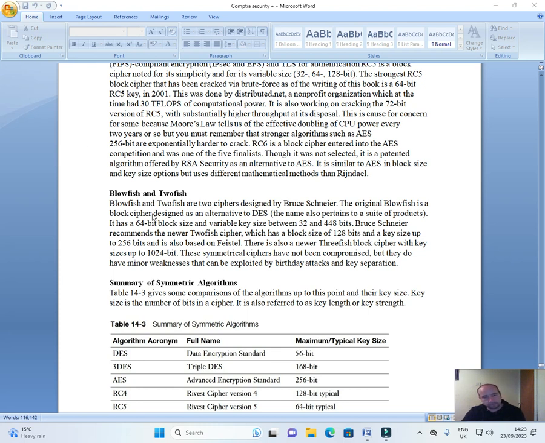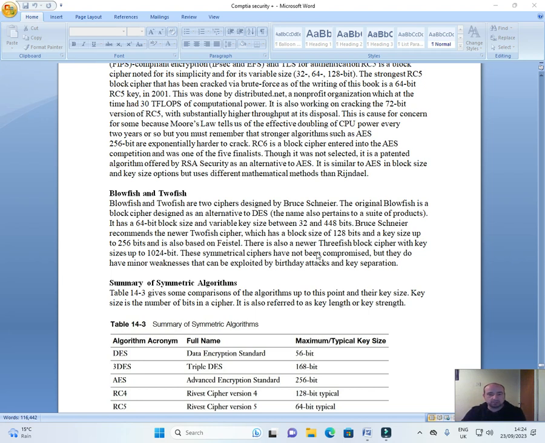Blowfish and Twofish. Blowfish and Twofish are two ciphers designed by Bruce Schneier. The original Blowfish is a block cipher designed as an alternative to DES. The name also pertains to a suite of products. It has a 64-bit block size and variable key size between 32 and 448 bits. Bruce Schneier recommends the newer Twofish cipher, which has a block size of 128 bits and a key size up to 256 bits and is also based on Feistel.